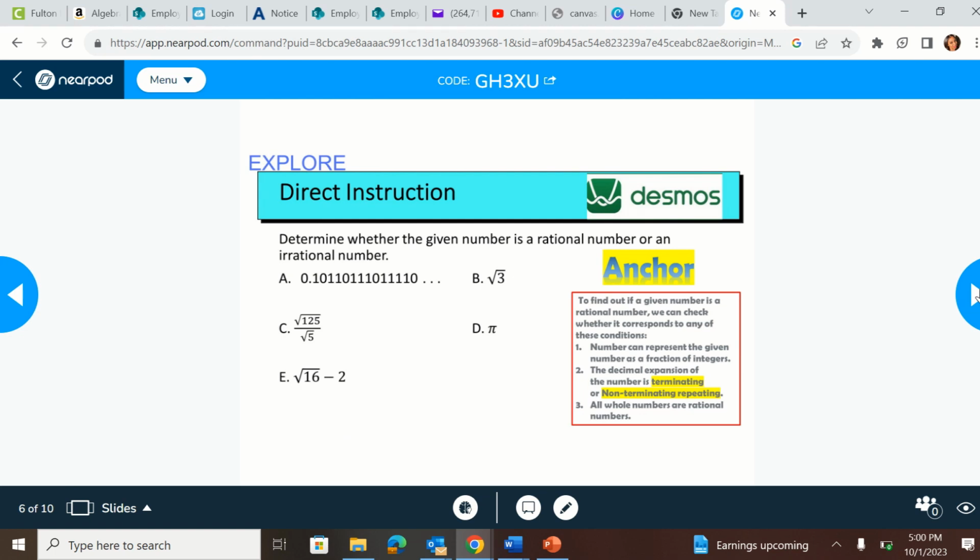This is where I will provide students with direct instruction, where we would convert back and forth between decimals to identify, from A to D, which number is a rational or an irrational number. So students will find out if a given number is rational. They can check it with decimals. One, the number can be represented by the given number as a fraction or integers. Two, the decimal expansion of the number is terminating or non-terminating repeating. And also, all whole numbers are rational numbers.